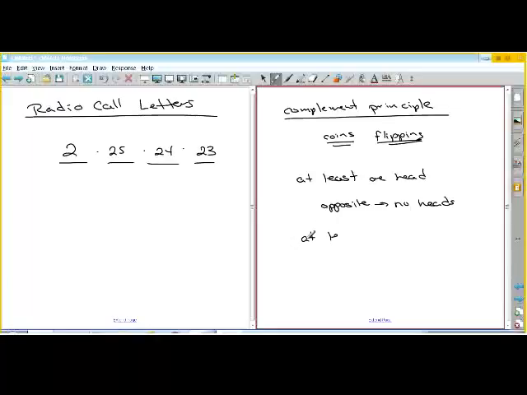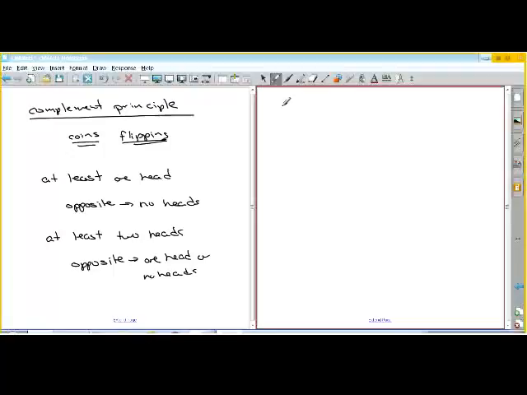If we said at least two heads, then the opposite of that would be one head or no heads. So that's how you have to make sure you understand what at least means. It means the number and greater. So the opposite is less than the number. So in the case of at least two heads, the opposite is less than two heads, which is one or zero heads. And the complement principle basically says we find out, let's say we flip 9 coins.